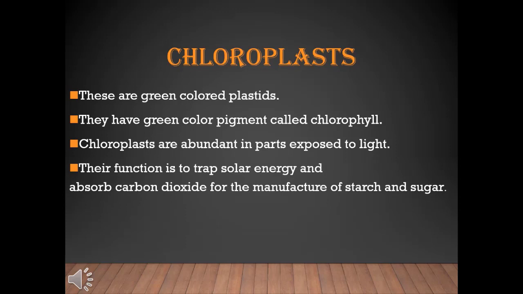Chloroplasts. These are green-colored plastids. They have a green-colored pigment called chlorophyll. Chloroplasts are abundant in parts exposed to light. Their function is to trap solar energy and absorb carbon dioxide for the manufacture of starch and sugar.